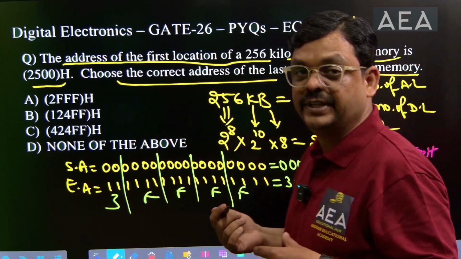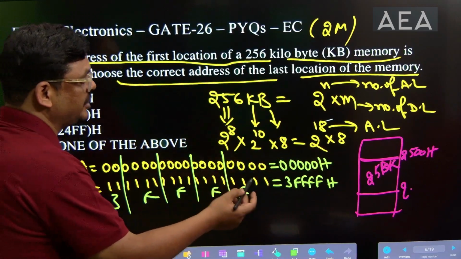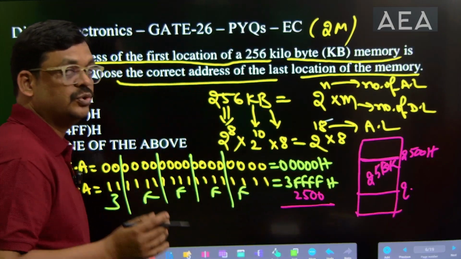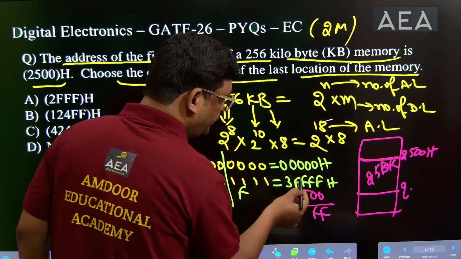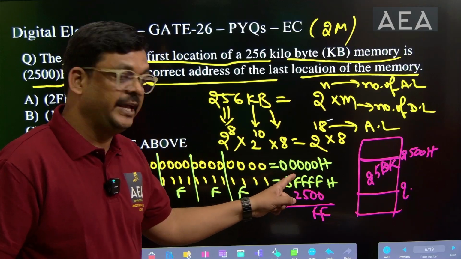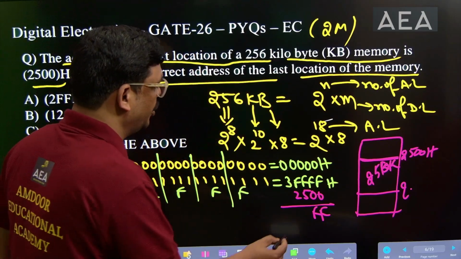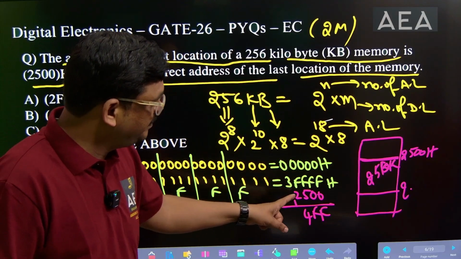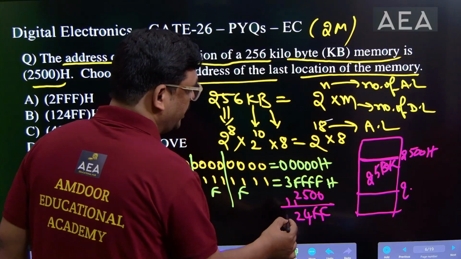To identify the ending address with this starting address 2500H, just add that address to the ending address of this one, 3FFF. Add these two and you will get the ending address. Here F plus 5, using hexadecimal addition. F equivalent value is 15. 15 plus 5 is 20. 20 minus 16 is 4 with one carry. And again F is 15 plus 3, 18. 18 minus 16 is 2 with one carry. 3 plus 1 is 4.